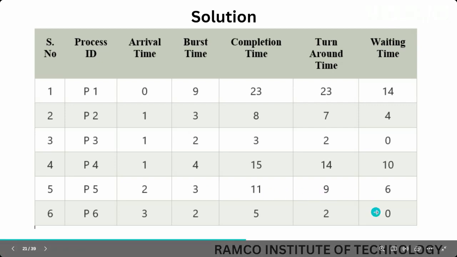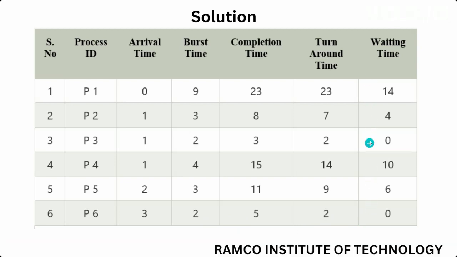The waiting time of the last process, P6, is 0. Here the turnaround time is 2 and the burst time is 2. So 2 minus 2, 0. So these are the waiting times of each process. From this table, we can calculate the average completion time, average turnaround time, and average waiting time.